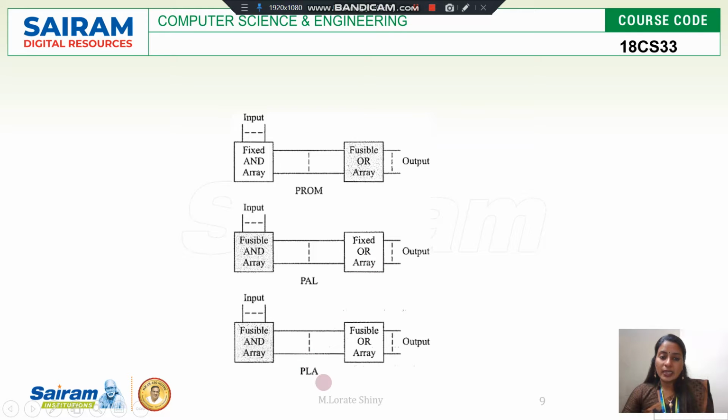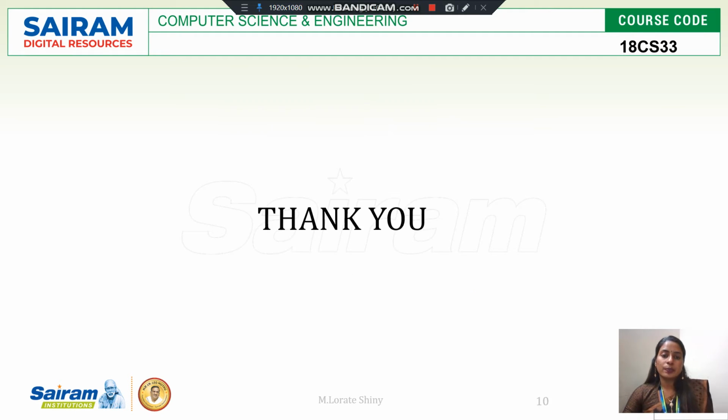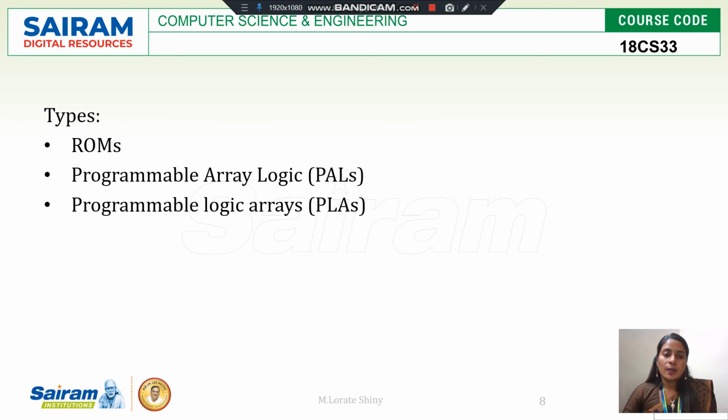In the third one, PLA, the AND array and OR array both are fusible, both are programmable. So as per our convenience, we can change both the arrays. But here the AND array is fixed, here the OR array is fixed. So these are about three-state buffer and PLDs. Thank you.